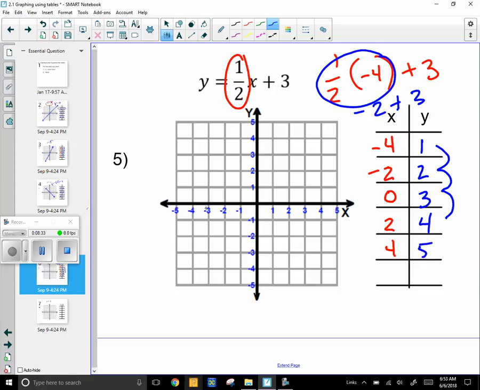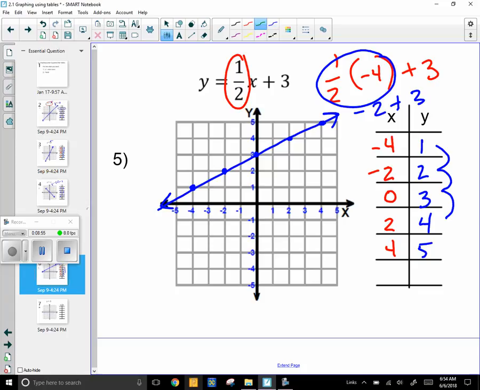So when I plot these points, I need to be careful. (-4, 1) is here. (-2, 2) is here. And I'm just going to finish this off. And there's your line.